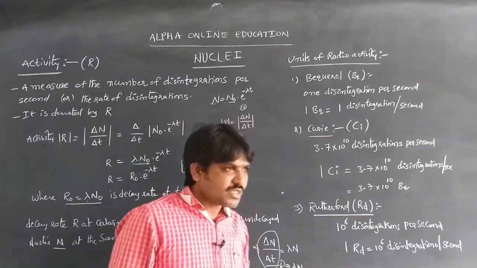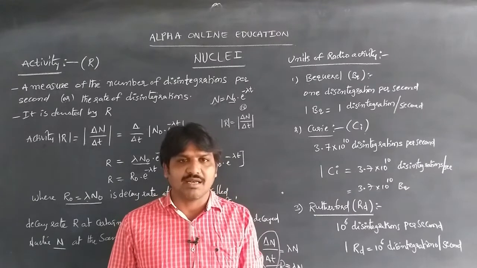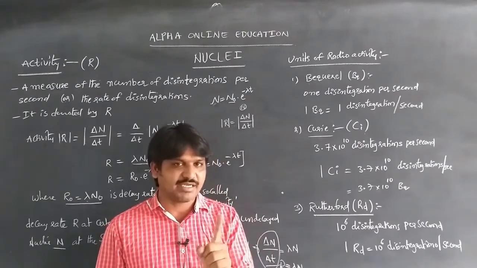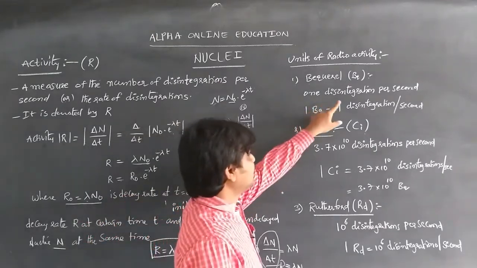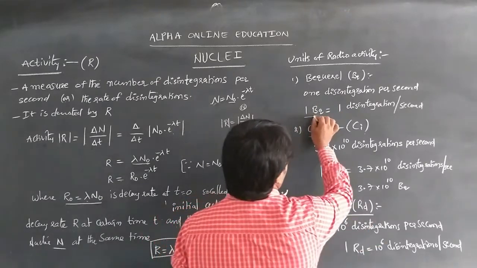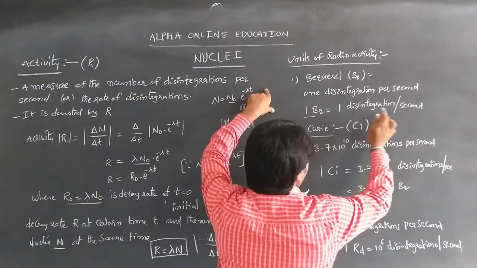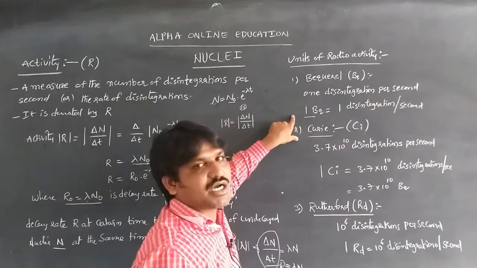When one disintegration happens per second, in 1 second, if one nucleus disintegrates, then that is called 1 becquerel. So 1 disintegration per second is called a becquerel. So 1 becquerel is equal to 1 disintegration per second. And the second unit of radioactivity is the Curie.